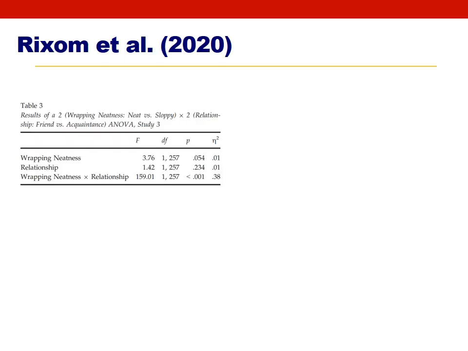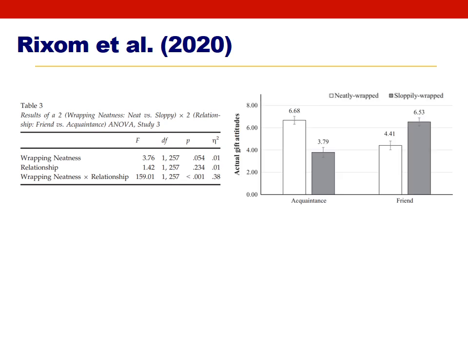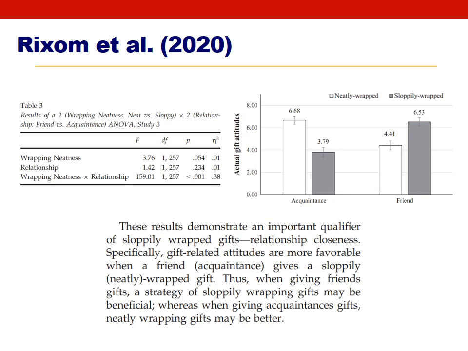Here are the actual results of this study. Notice they presented all of their results in a table. For the two main effects and the interaction, this table shows us the F statistic, the degrees of freedom values, the p-value, as well as the eta squared effect size. They also displayed the interaction in a graph, showing that if the gift came from an acquaintance, they liked it neatly wrapped, but if the gift came from a friend, they preferred that it be wrapped sloppily. Here's how they described their interaction. Gift-related attitudes are more favorable when a friend gives a sloppy gift, but when an acquaintance gives a neat gift.